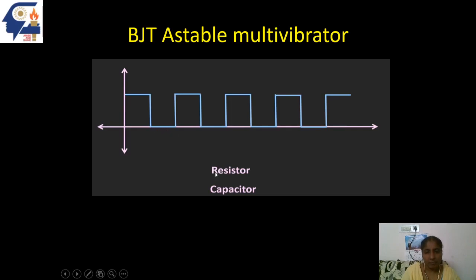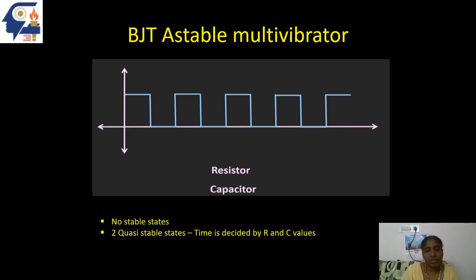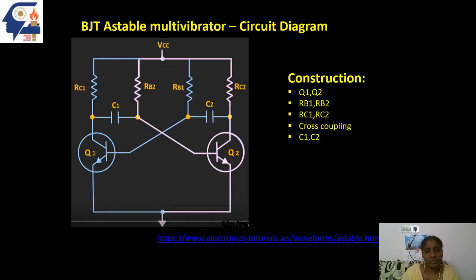The time for which it remains in a quasi-stable state is decided by the resistor and capacitor values used in the circuit. It doesn't have any stable states, it has two quasi-stable states. This is the circuit diagram of an astable multivibrator.